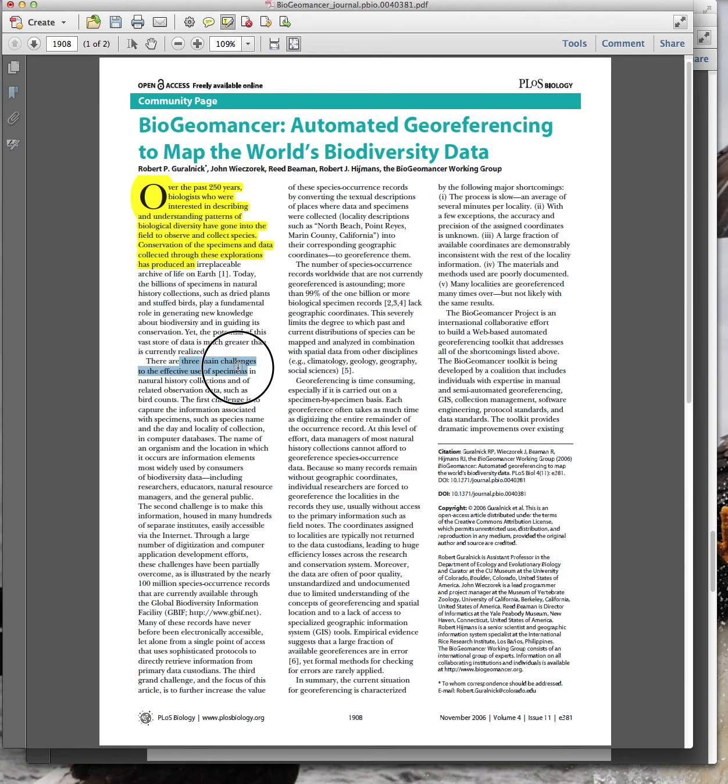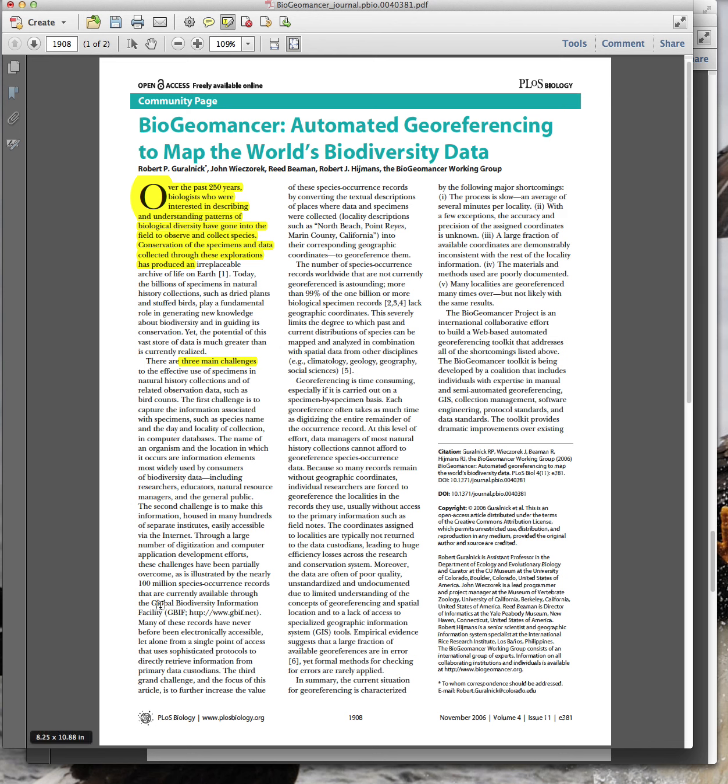3 main challenges to the effective use of specimens in natural history collections. These are excellent challenges to think about. So what are those main challenges, and what data or information is most used by consumers? Because we're thinking about prioritizing the digitization process. So you want to know what people want. You keep going down.